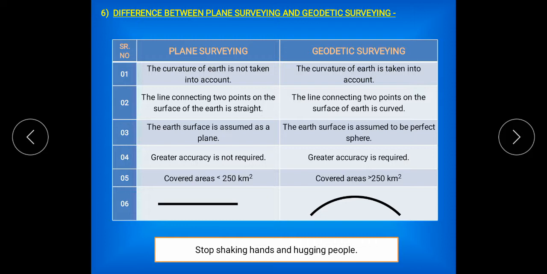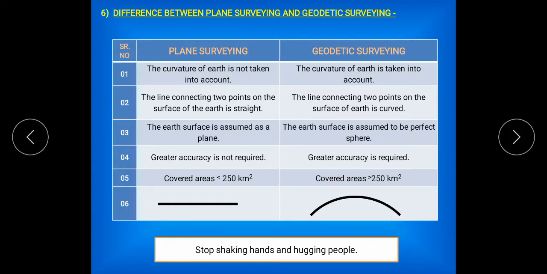The second difference is that in plane surveying, the line connecting two points on the surface of the earth is a straight line. In the diagram, we see the line connecting the two points is straight. In geodetic surveying, the line connecting two points on the surface of the earth is curved, because we consider the curvature of the earth. This is the second difference.